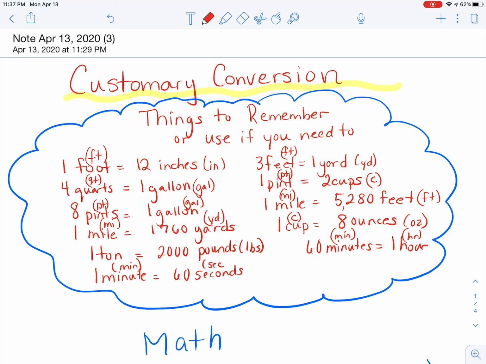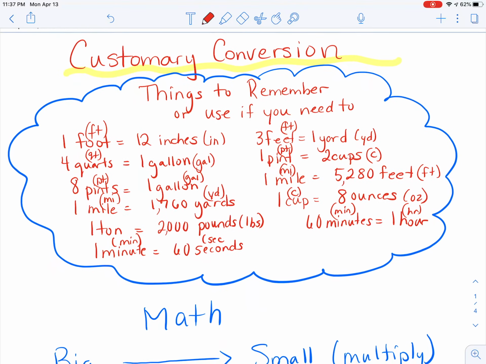1 mile is 5,280 feet. 1 mile is 1,760 yards. 1 cup is 8 ounces. A ton is 2,000 pounds. And notice pounds, the abbreviation is LBS. 60 minutes is 1 hour and 1 minute is 60 seconds. If you want to write this down on a sheet of paper, you may need to refer to it when you go to do some of the quizzes. I just wanted to include it here for your reference.